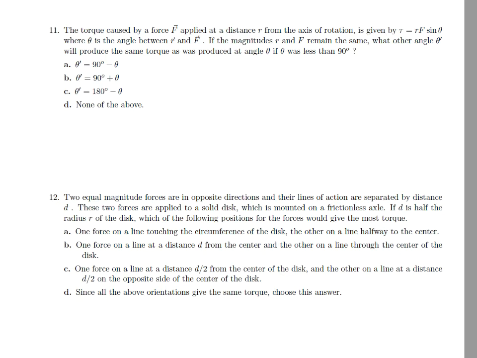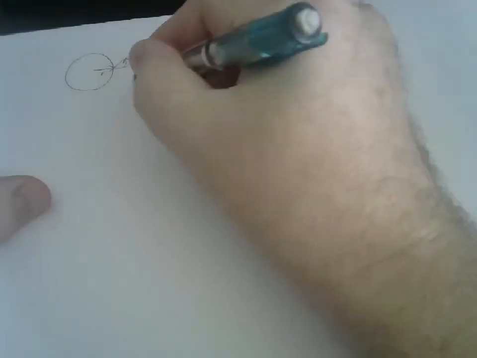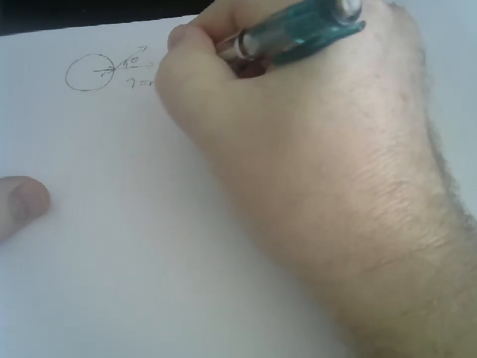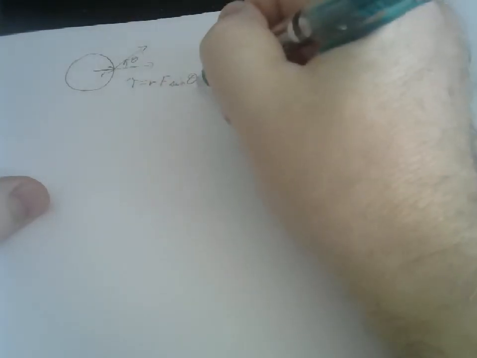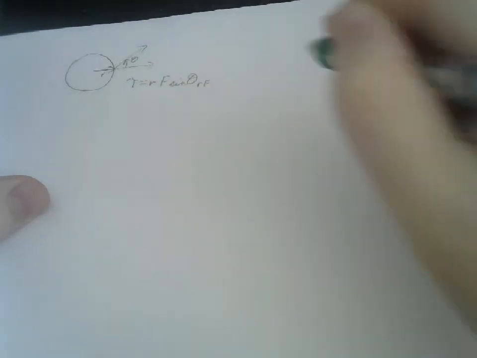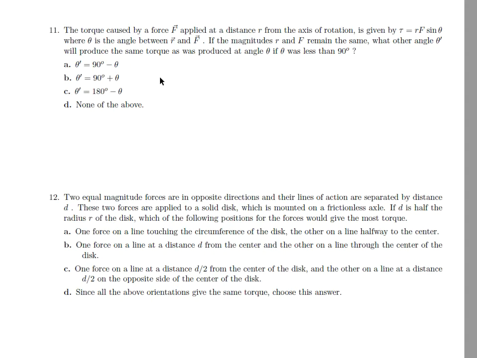Number 11. The torque caused by a force F applied at a distance r from the axis of rotation is given by torque equals r F sine theta, where theta is the angle from r to F. If the magnitudes of r and F remain the same, what other angle theta prime will produce the same torque as produced at an angle theta if theta was less than 90? So here are our choices: 90 minus theta, 90 plus theta, and 180 minus theta.